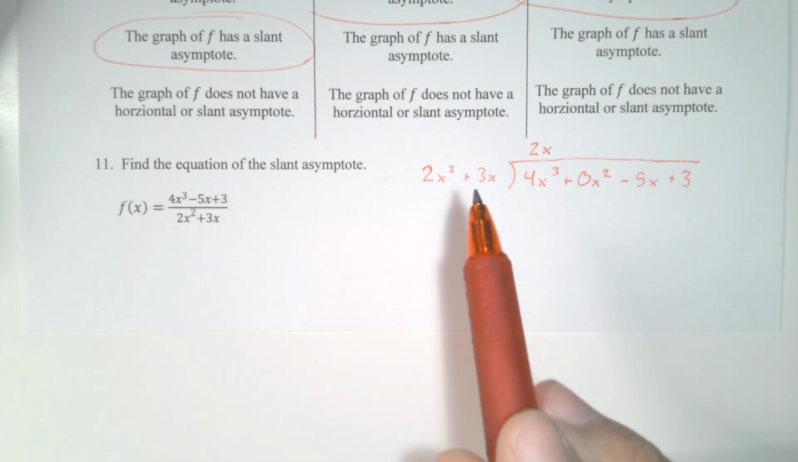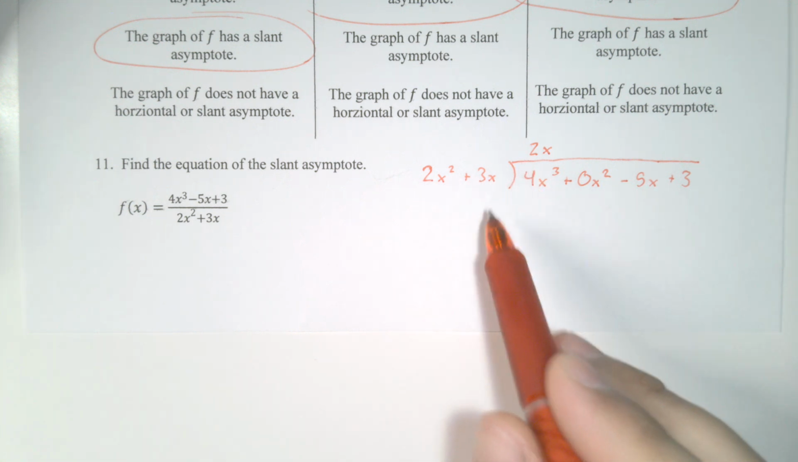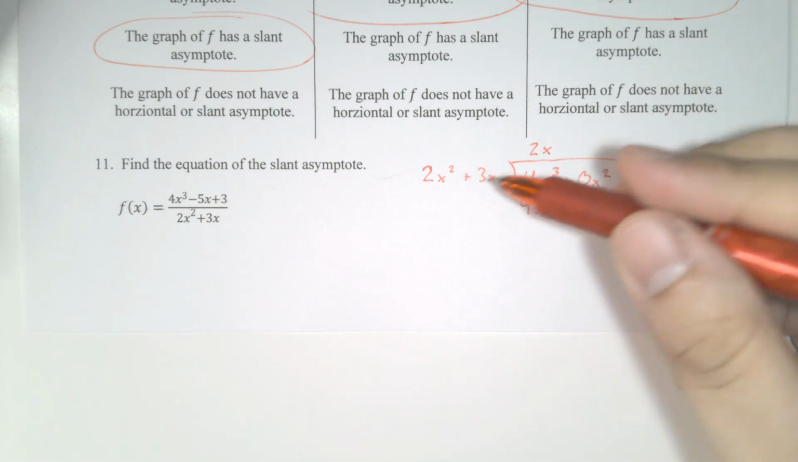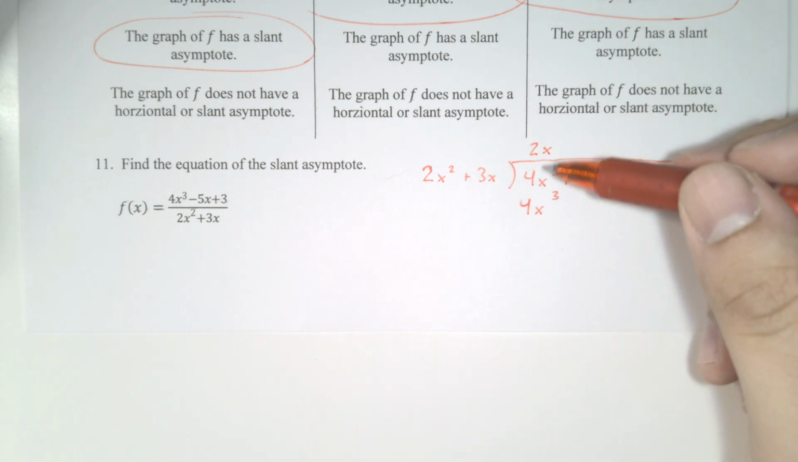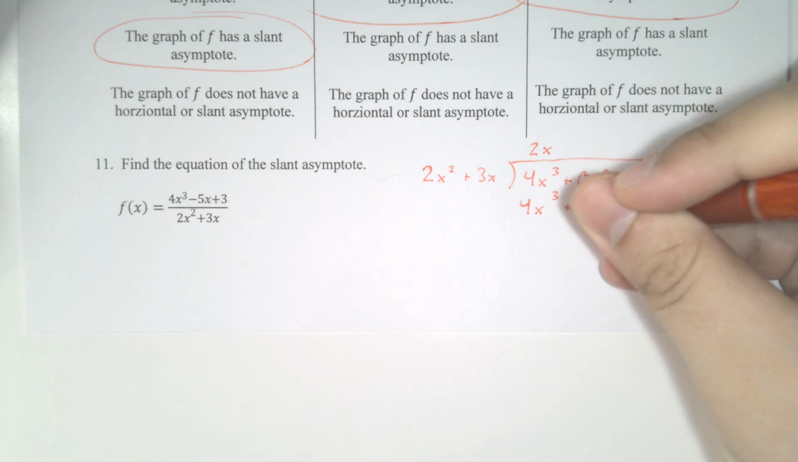And now we multiply all of this right here by 2x. And when we do that, we have 4x cubed, and then 3x times 2x is going to be 6x squared.